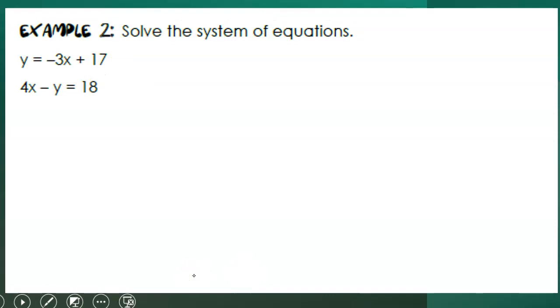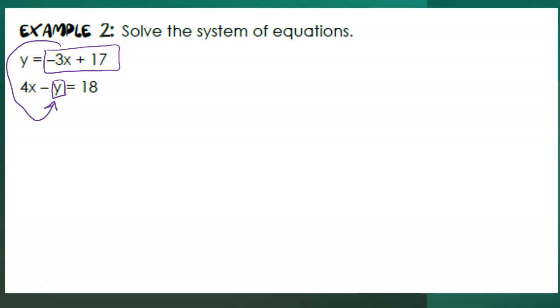So example 2, we're still doing the same thing, the substitution method. The first thing we want to do is see if we have a variable that's by itself. And we definitely do. We have y equals negative 3x plus 17. So I know this is my y, and I'm going to replace y with it. I'm going to take this and put it here.